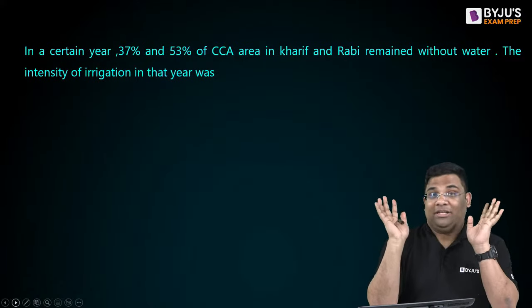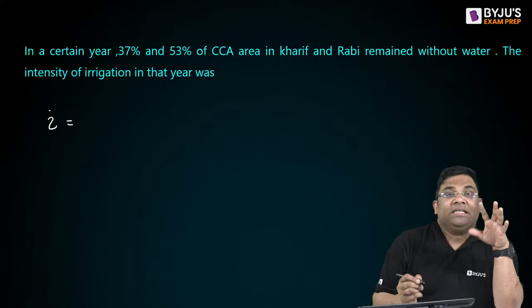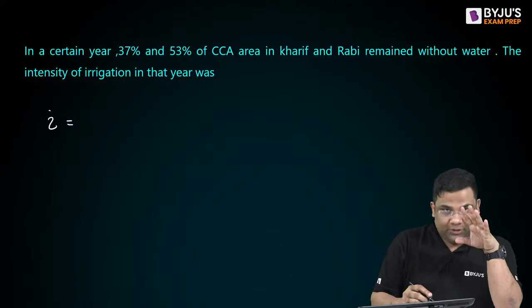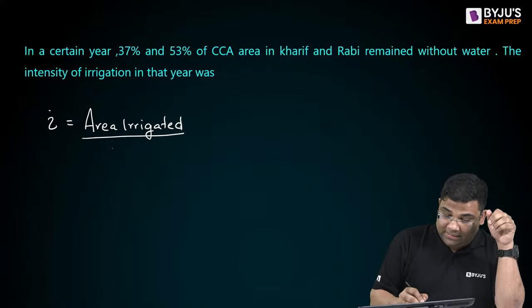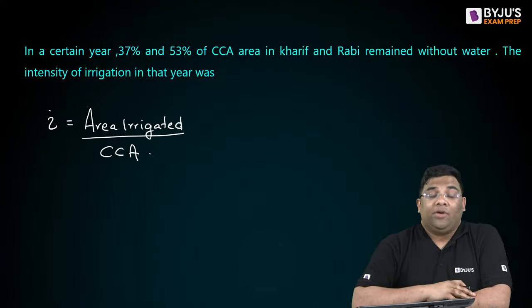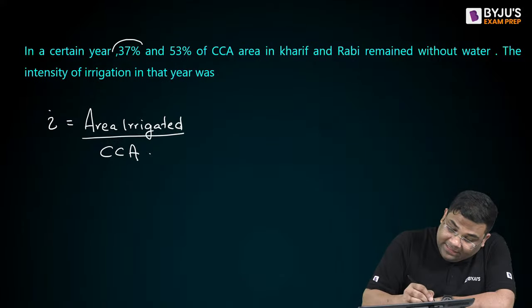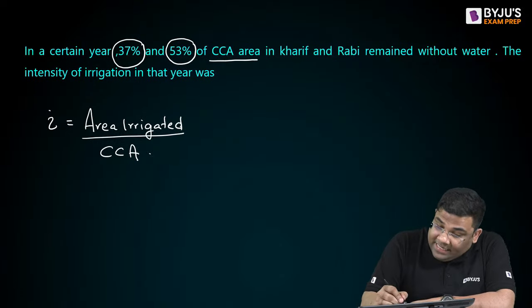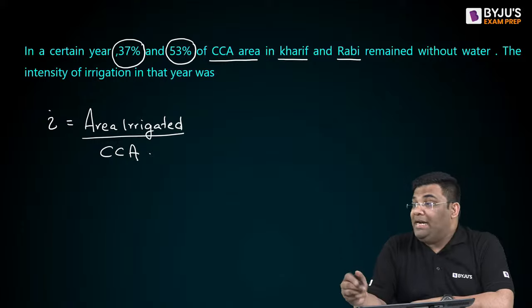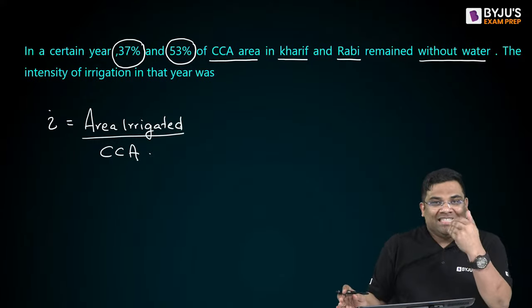So this is a question on the intensity of irrigation. Now, intensity of irrigation is the ratio of area irrigated by the CCA. Now it is written that in a certain year, 37% and 53% of CCA area in Kharif and Rabi remained without water. Means water is not provided, or I can say irrigation is not done, right?